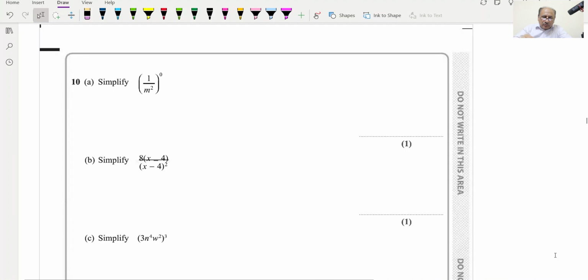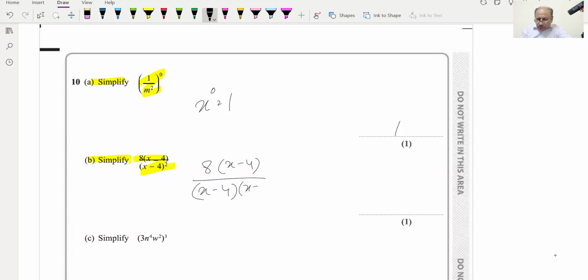Now question number 10. Question 10 says we have to simplify this, and we know that anything raised to the power 0 will be equal to 1, so we write this is equal to 1. Now simplify this one. We can write 8 into x minus 4 over x minus 4 into x minus 4 because it is squared, so we can cancel x minus 4 with x minus 4, and our final answer will be 8 over x minus 4. This will be the final answer for 1 mark.